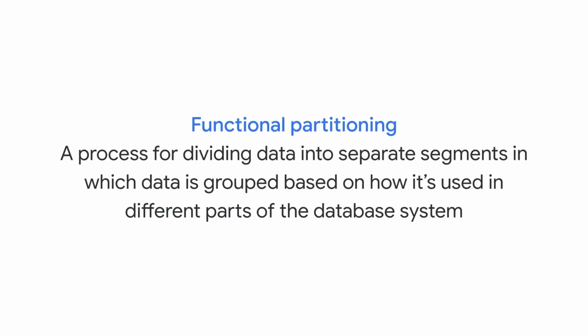Lastly, functional partitioning is a process for dividing data into separate segments in which data is grouped based on how it's used in different parts of the database system. For example, sneaker brands may be placed in one partition based on what the sneaker was designed for, like training or running. Simultaneously, they could be assigned to another partition based on pricing.